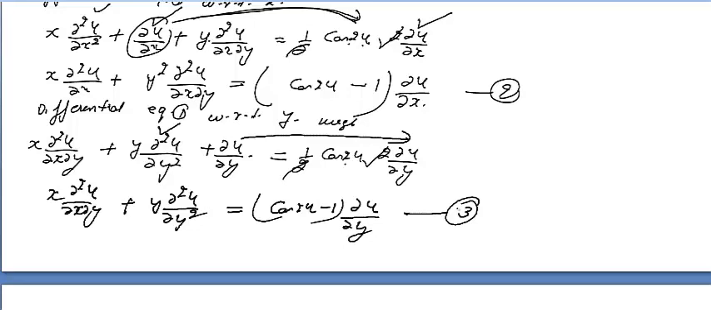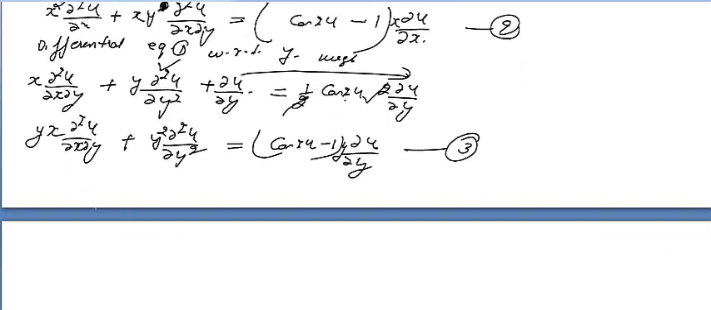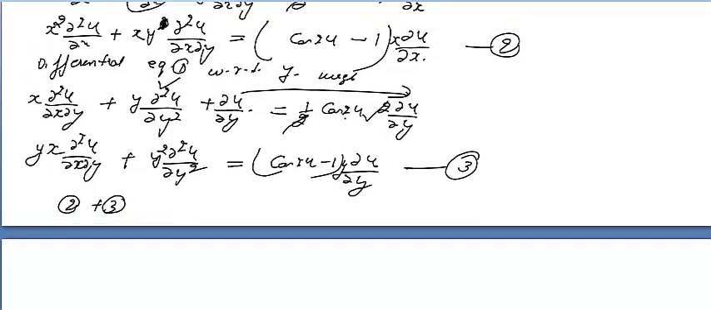So what you will do here, you will multiply x with equation number 1, you will get x², and here you will get xy. Now if you multiply y with equation number 3, you will get y here, the y², and you have a y here. So when you add, now you can just add equation number 2 and 3. What you will get here, very interesting.